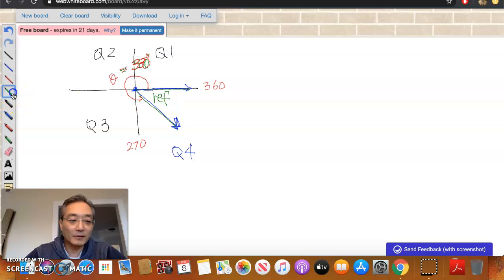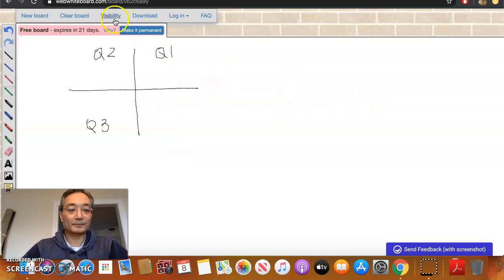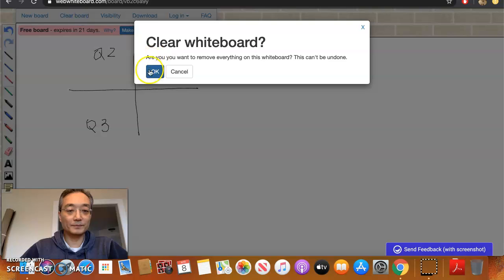Then my reference angle is going to be whatever additional measure I need in order to get to 360, which means I could take 360 and subtract 330 from it to get my reference angle, which in this case would be 30 degrees, correct? So that is a 30-degree reference angle in the fourth quadrant. Okay, guys? Let me review the whole thing for you. Let me clear the board.